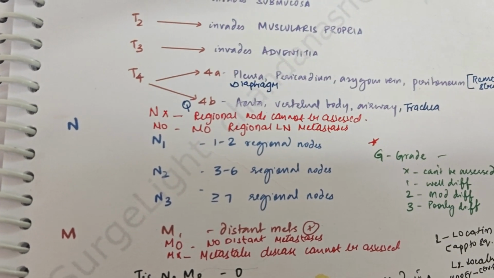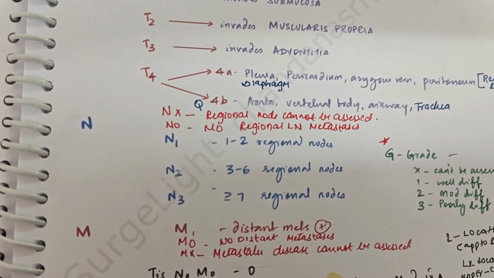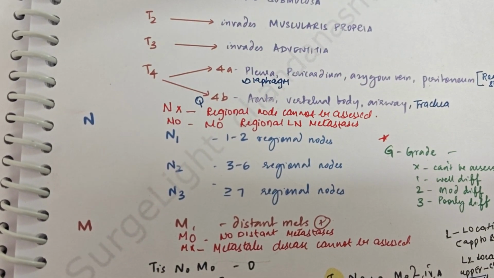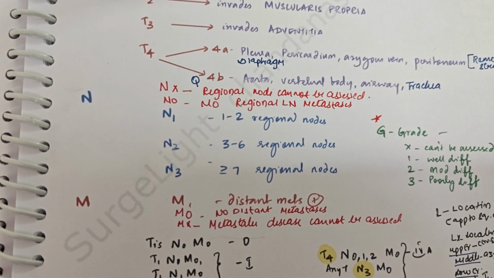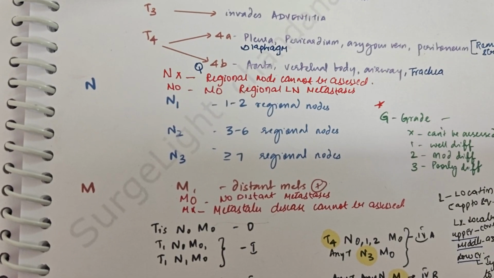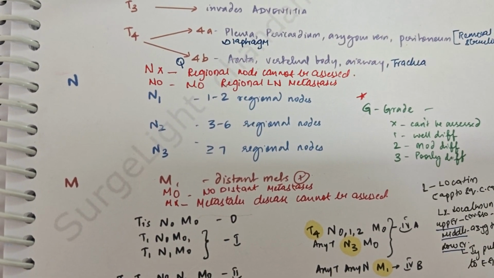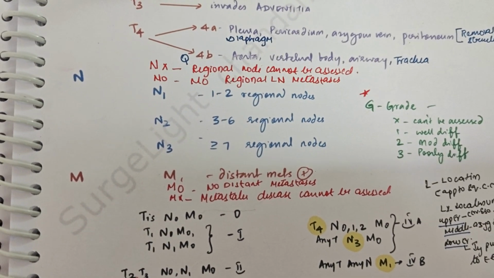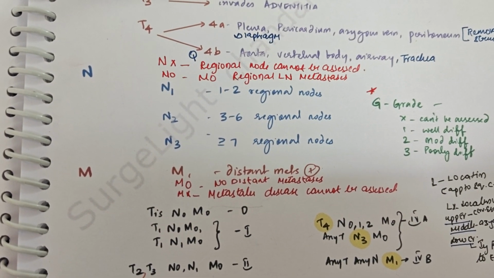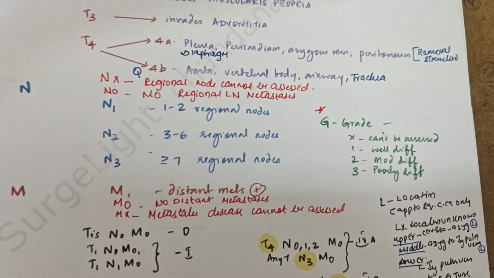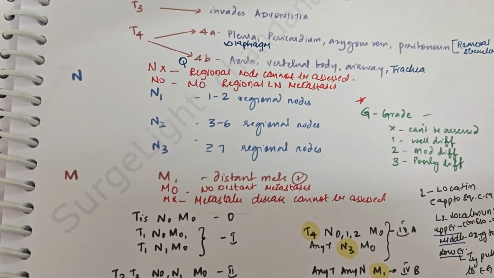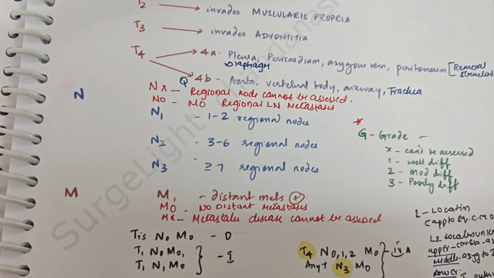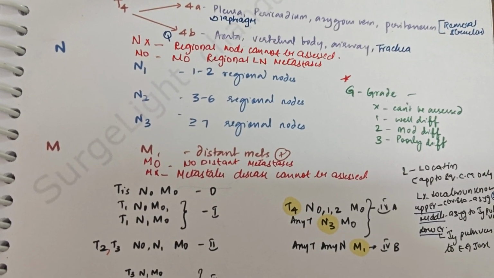N1 is 1 to 2 regional nodes. N2 is 3 to 6 regional nodes affected. N3 is 7 or more regional nodes affected. What is M here? M is metastasis. MX is metastasis cannot be assessed. M0 is no distant metastasis. M1 is distant metastasis. And you have grade G. GX means cannot be assessed. G1 is well differentiated, G2 is moderately differentiated, and G3 is poorly differentiated.